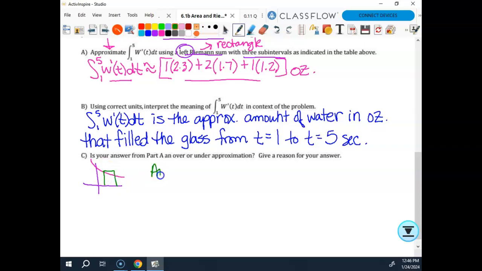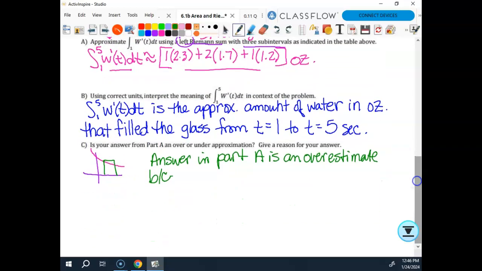So I can say answer in part A is an overestimate because W prime of t is decreasing. That's why. What questions you got?